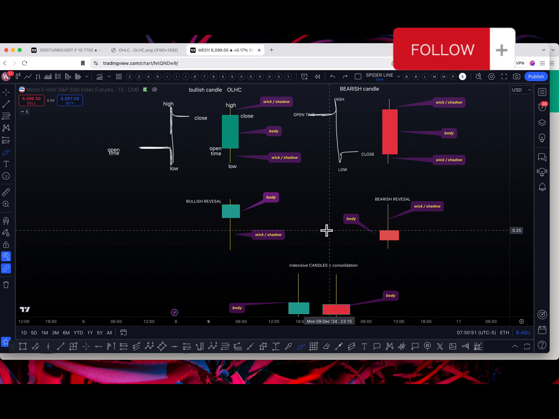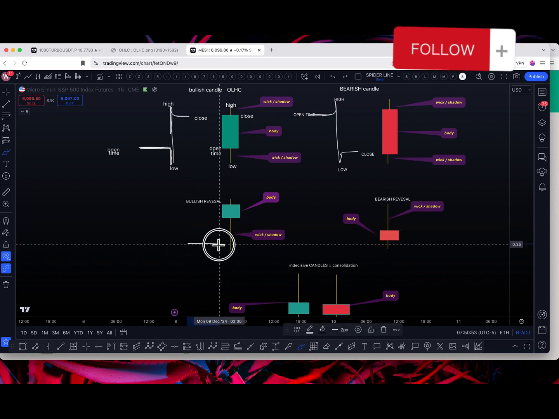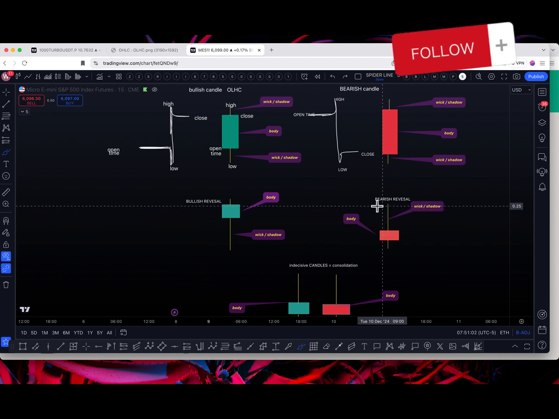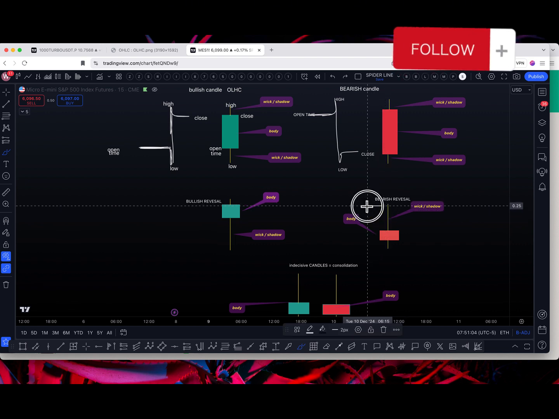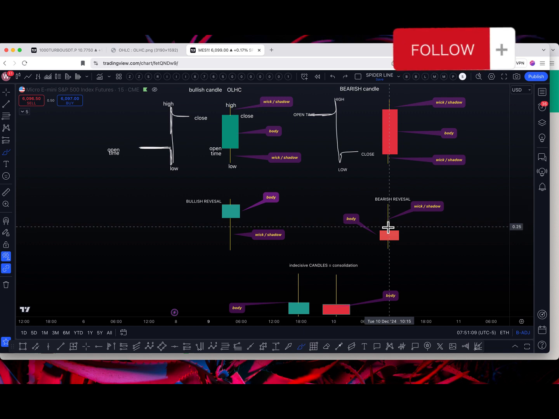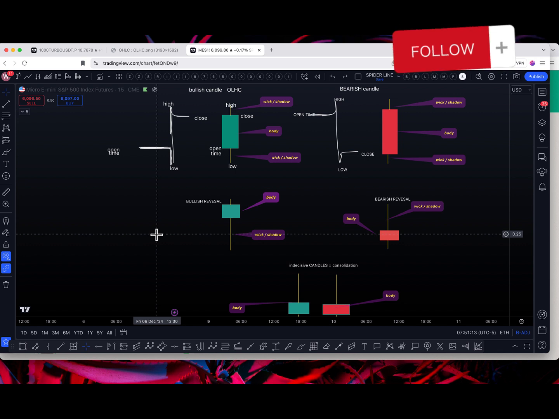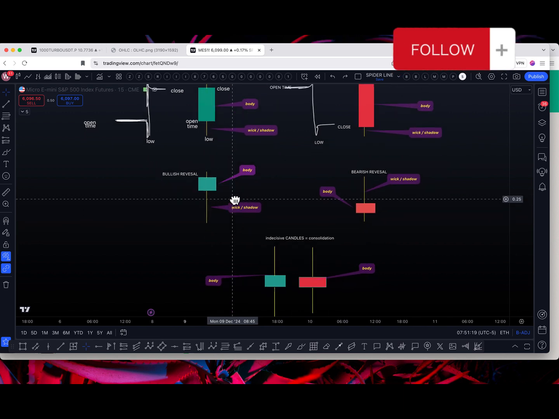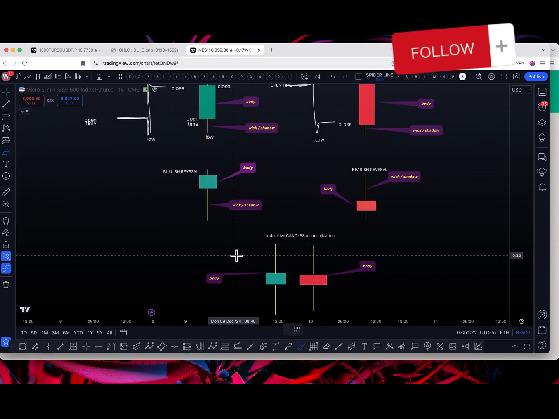These types of candles happen when price takes liquidity or hits a higher time frame key level, then rejects from there. This is the type of candle where price goes up, takes liquidity or hits a higher time frame key level, then rejects from there. These are the types of bullish and bearish reversal candles. They always tend to have a small body and a big wick, or shadows.